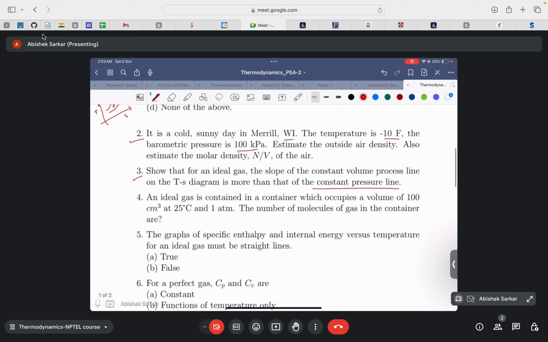An ideal gas is contained in a container which occupies a volume of 100 centimeter cube. Volume is given, and 25 degrees Celsius is the temperature, and the pressure is also given. Volume, temperature and pressure, everything is given, so you can easily use the ideal gas law. It already mentions that it's an ideal gas. Find the number of molecules of gas in the container. Very simple. The only challenging thing in this question is you need to be aware of the concept of Avogadro's number. So let us go to the solution.